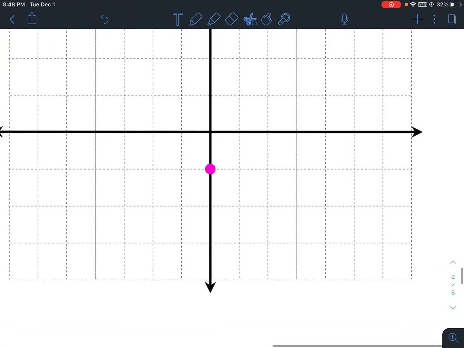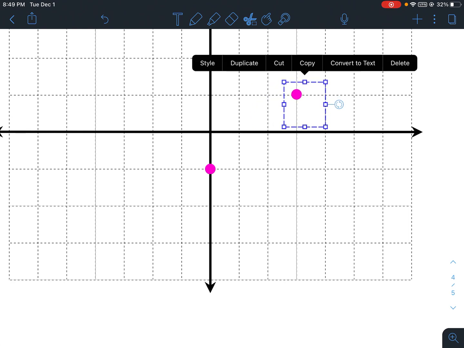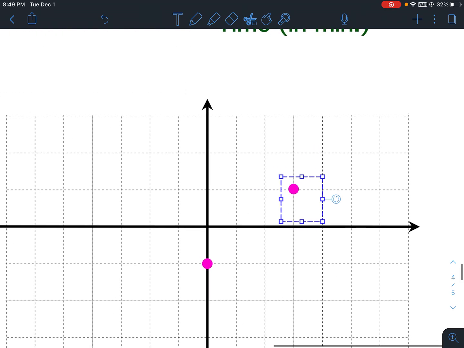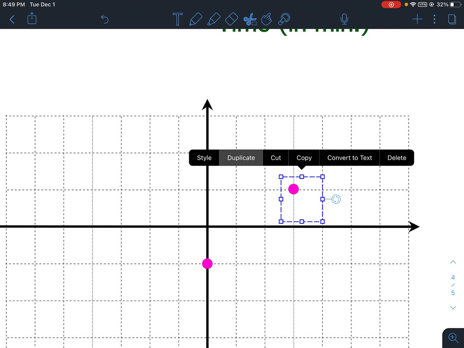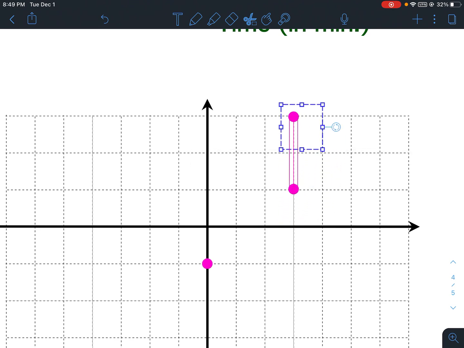Up 2, because that's my slope, and then to the right 3. So I'm going to go up 1, 2, to the right 1, 2, 3. Put your point. So I went up 2 to the right 3. Do it again. From that point, go up 2 to the right 3. Again, from this point, I go up 1, 2, and then I go to the right 3 and put the point there.